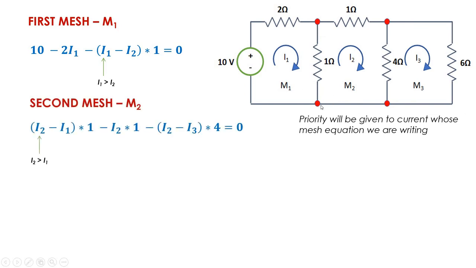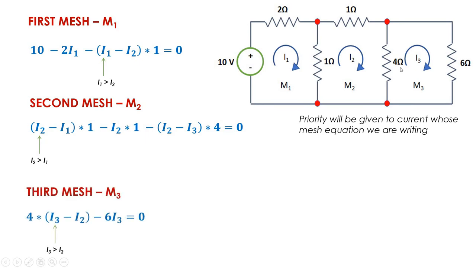So for the second mesh, my equation will be like this. Starting from the reference, I'm going in this direction. So this will be I2 minus I1. Right now I'm writing I2 minus I1 because I'm writing the equation for the second mesh. So I'm giving priority to I2 here, considering that I2 is greater than I1. So this is the meaning of this line that I have written here. So it will be (I2 minus I1) into 1, then this resistance drop, I2 into 1, and then minus again. Writing the equation for which current? I2, right? So I2 minus I3, not I3 minus I2, and multiply by 4. So this is the second mesh equation.